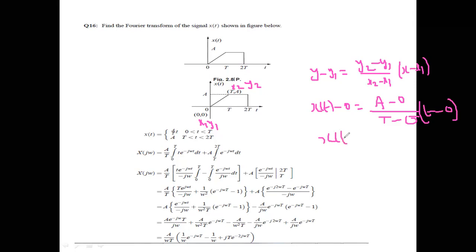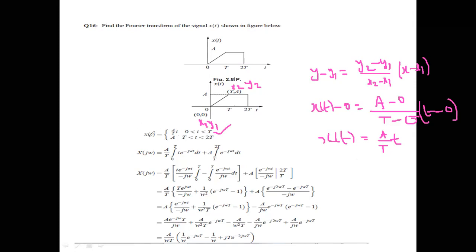So x of t is equal to A by capital T into small t. That is the slope equation. x of t is equal to A by T into t in the range of 0 to T, and from T to 2T, A is the magnitude.